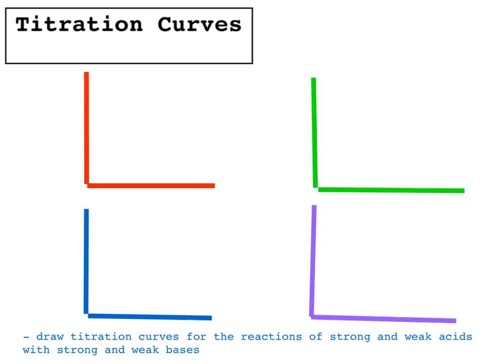So titration curves are basically a graph to show the change in pH as you add acid to an alkali or vice versa. For each of the titration curves I'm going to show you, I'm going to be adding the acid to the alkali. And titration curves are important because they help us choose an appropriate indicator when we're trying to work out how much acid or how much alkali is needed to neutralise the other solution.